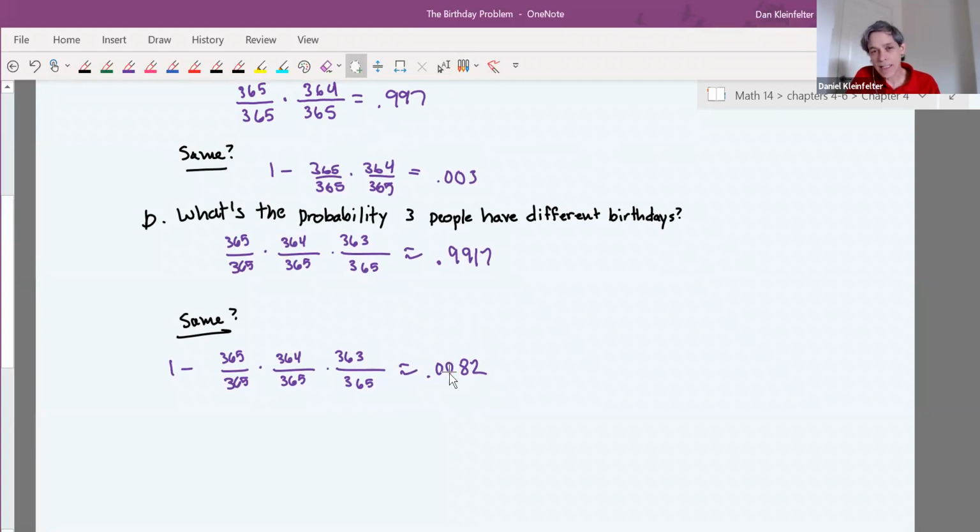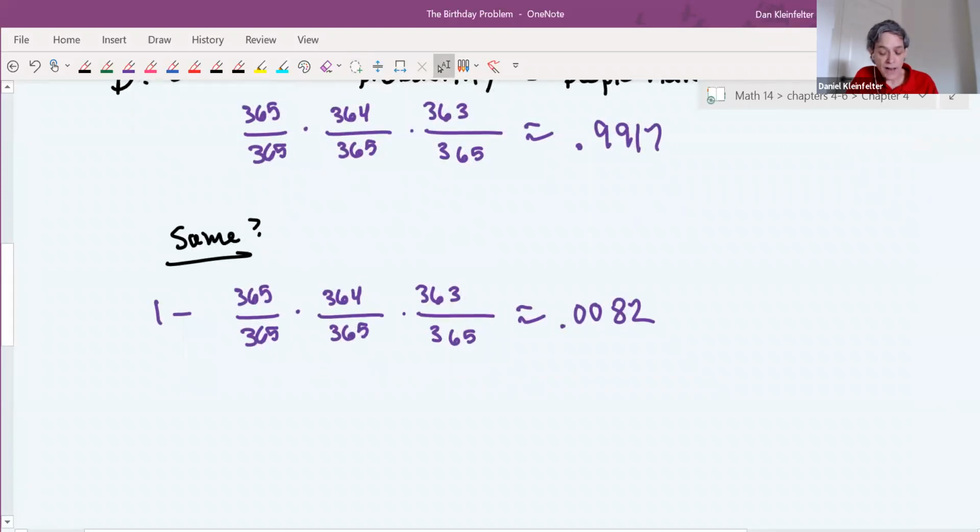You can tell by now that this is going to take us a long time to get to something interesting if we proceed in this way. So let's see if we can start picking up on the pattern. In each case, we're going to end up doing 1 minus, because we need to use the complements rule to get the sharing the birthday rather than distinct birthdays. In the denominator, it's 365 basically multiplied by itself n times, where n is the number of people there are.